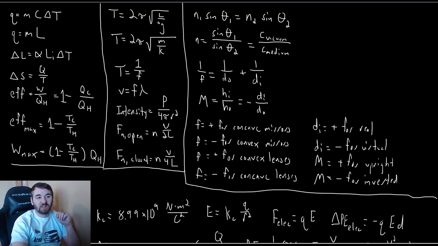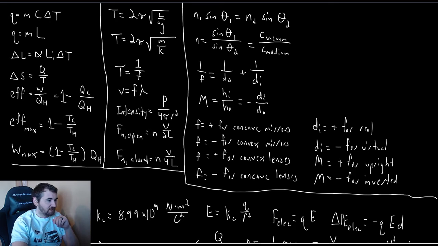This is change in length is equal to this constant for the different substance times the initial length times the change in temp. This is change in entropy is equal to heat divided by temp. This is efficiency is work over the heat transfer to the hot reservoir, or 1 minus heat transfer to the cold reservoir divided by heat transfer to the hot reservoir.